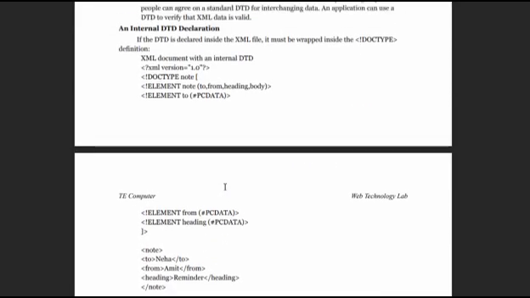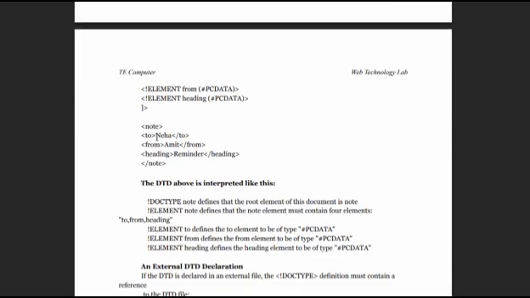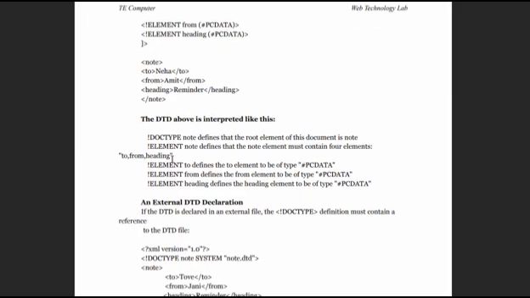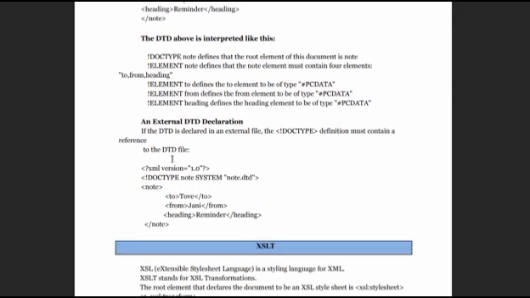So in an internal DTD you have to specify the DTD in the XML code only. As you can see here, we have an XML document with an internal DTD. We have written all the DTD commands in the XML only, and here are the XML tags. You can also do it by using an external DTD declaration. For that you have to create a separate .dtd file and mention it at the start. As you can see here, SYSTEM note.dtd. We have created one DTD file externally and you can embed it with the XML here like this.